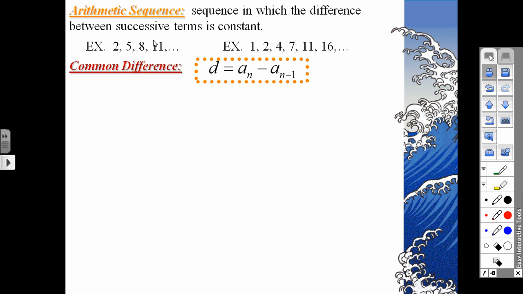So let's test that out. Here, 11 minus 8 is 3. 8 minus 5 is 3. 5 minus 2 is 3. So 3 would be the common difference.